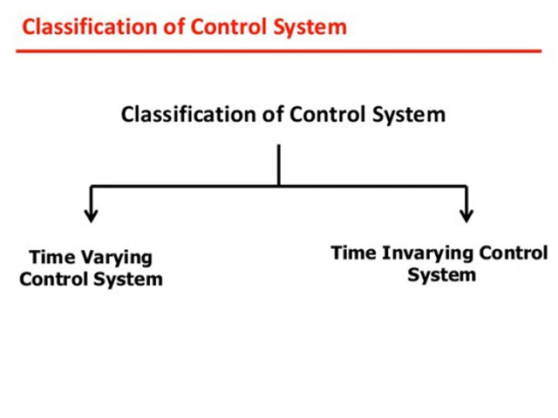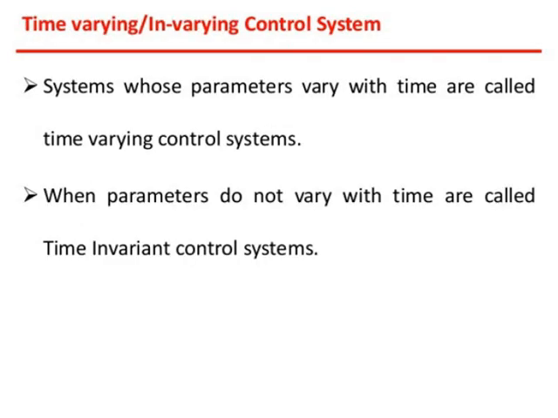Now, another classification of control systems. It is divided into time varying control system and time invariant control system. As its name suggests, a system whose parameters vary with time is called a time varying control system. So the system in which the parameters are dependent on time is called a time varying control system. When the parameters do not vary with time, it is called a time invariant control system.